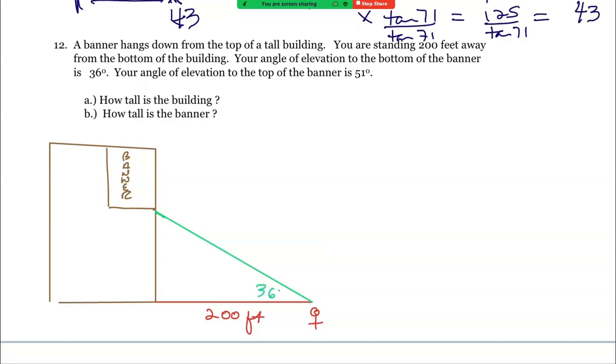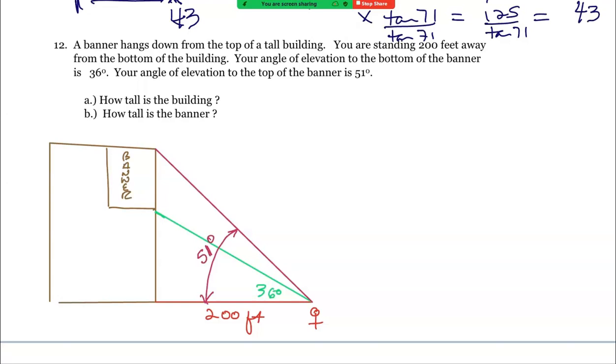36 degrees. Okay, your angle of elevation to the top of the banner. So now you're going to look up higher. When you look up higher, look what's going to happen. You're looking up here, but you have not moved. So you are in the exact same spot. So this angle right here, from here to here, that big angle is now the new angle of elevation to the top of the banner.